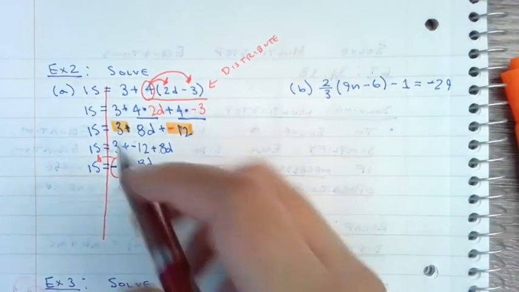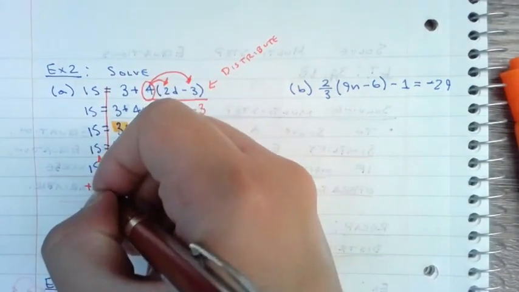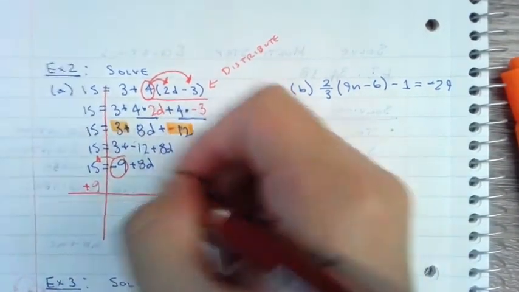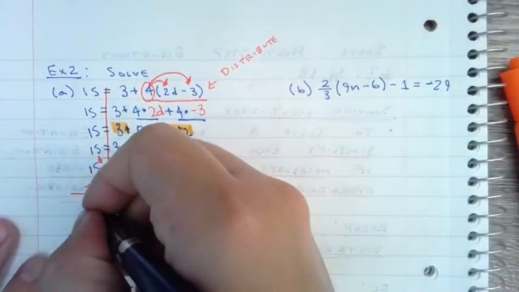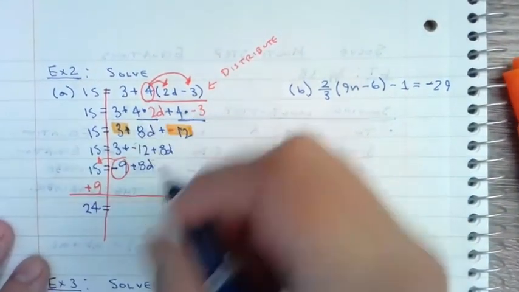So now, this right here becomes positive 9. And then now, here's what we get. 15 plus 9, you know that that should give you 24, equals 8d.